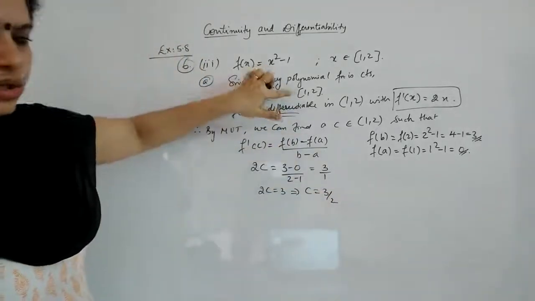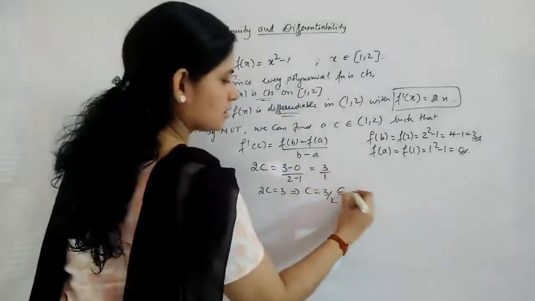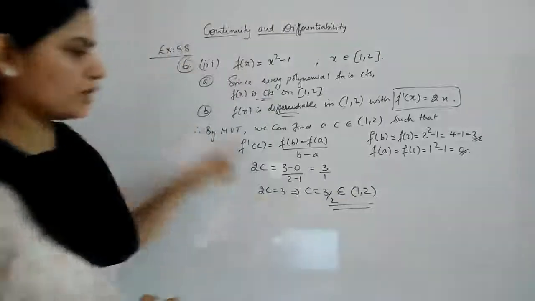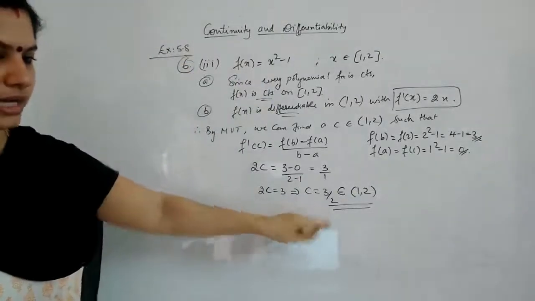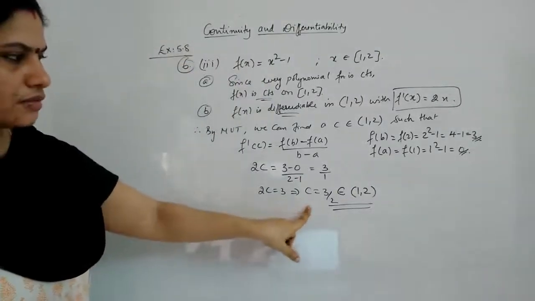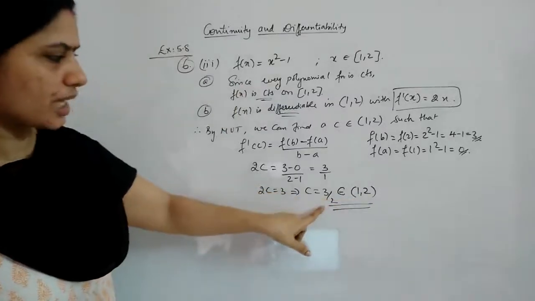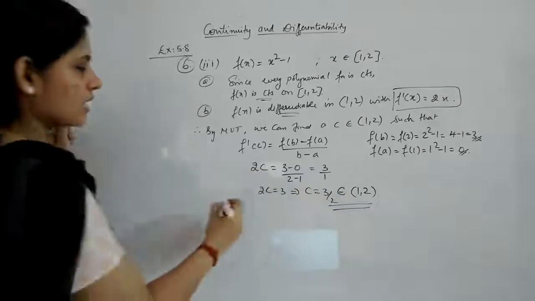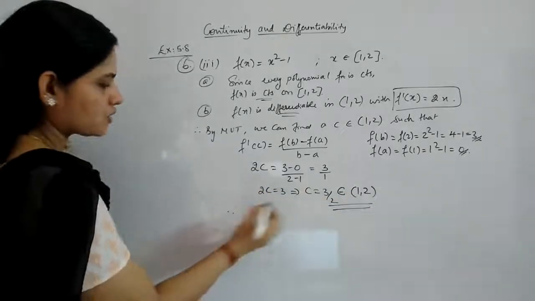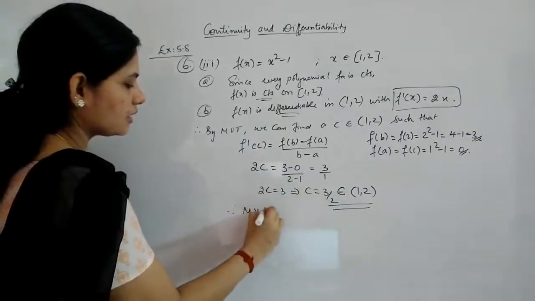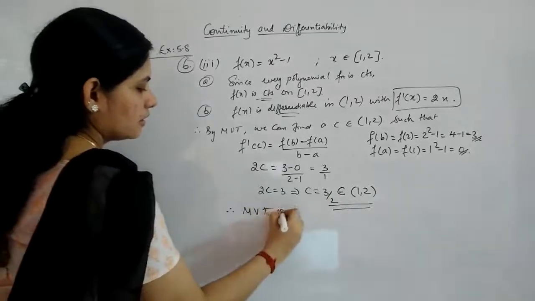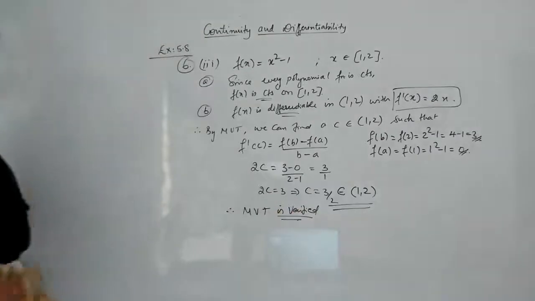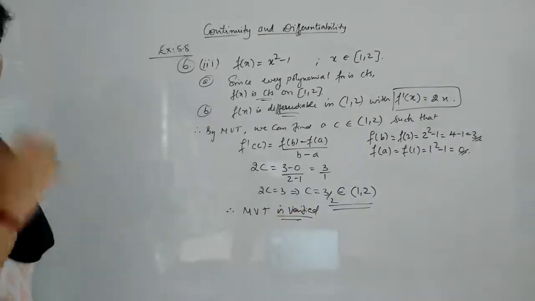So it is belonging to the open interval. So you can say that c belongs to the open interval. This step is very important. Whatever value you are getting for c, choose that. If you are getting two values, you choose that value which belongs to the open interval, and you have to show that you have got a value which belongs to the open interval. Hence you can say that MVT is verified. So for the third case it is applicable. For all the other cases it is not applicable.